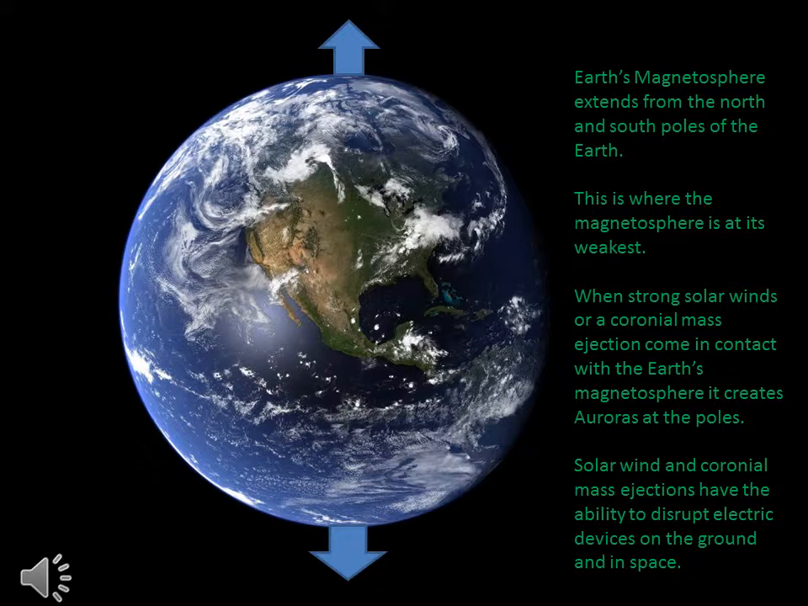As we have just learned, the Earth's magnetosphere is produced by the rotation of Earth's inner core. The magnetic force field that is produced extends from the north and south poles. The poles are where the magnetosphere is at its weakest. When strong winds or coronal mass ejections come in contact with Earth's magnetosphere, it causes the magnetosphere to be stretched and pulled. When the magnetosphere snaps back to its original form, this creates auroras at the poles.